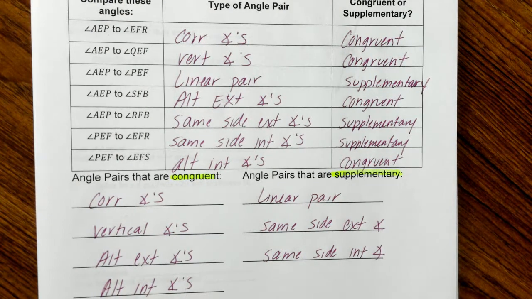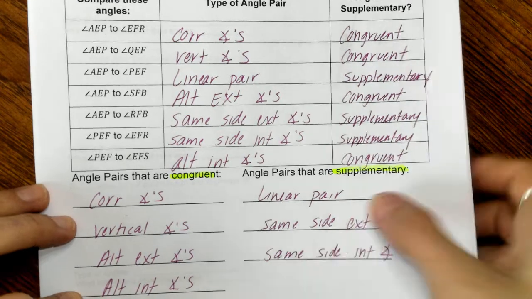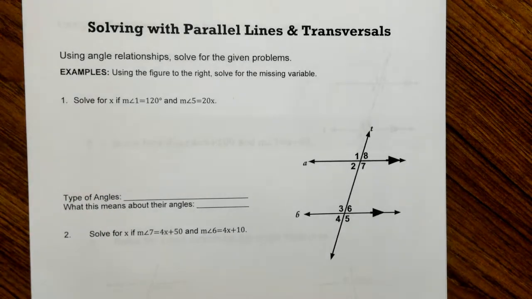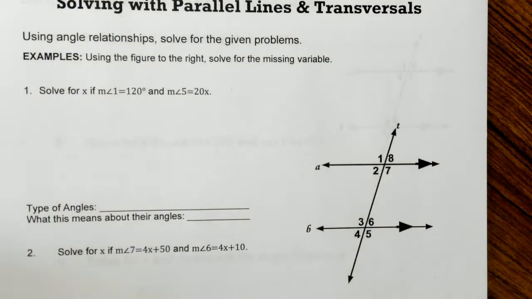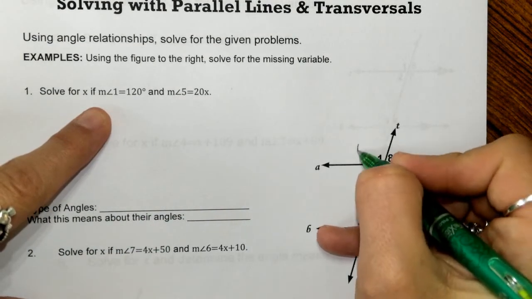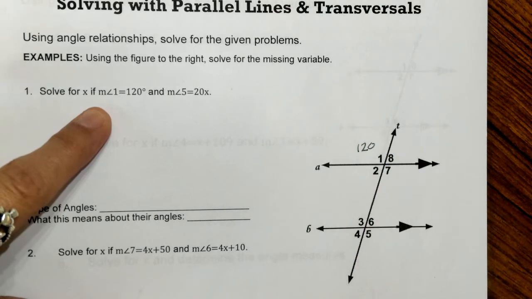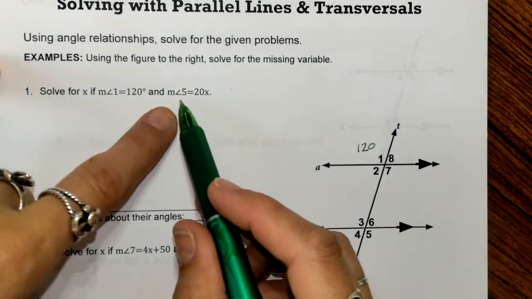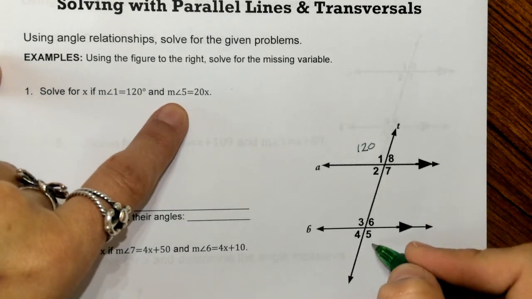Okay, so with this information, we're going to go ahead and start solving for angles. So let's take a look at the solving with parallel lines. Here, we're asked to solve for x. If the measure of angle 1 right here is 120, again, we're using erasable stuff so that we can erase these. We're going to use the same diagram for all 3 of these. And the measurement of angle 5 right here is 20x.